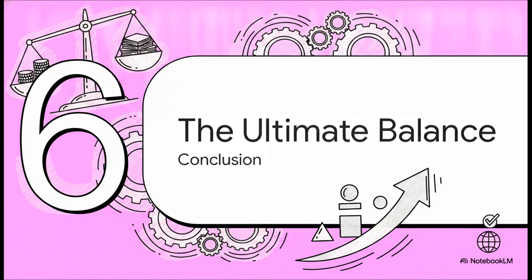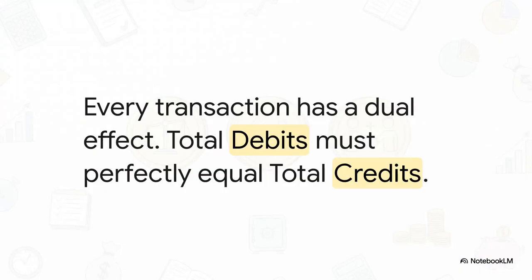Which brings us to our final stop, Section 6, the ultimate balance. This is literally the magic of double-entry accounting. Every single transaction you ever make has a dual effect, a give and a take. If you apply the 3 golden rules correctly every single time, your total debits will always perfectly equal your total credits. If they match, your financial story is perfectly balanced. And if they don't, well, you've got some investigating to do before your exam is over.